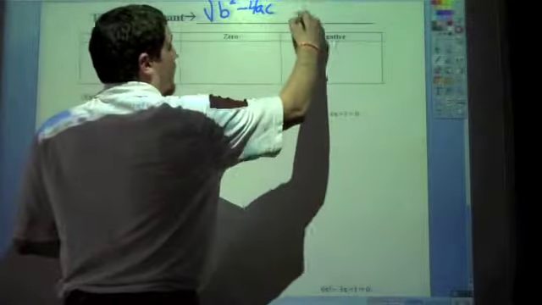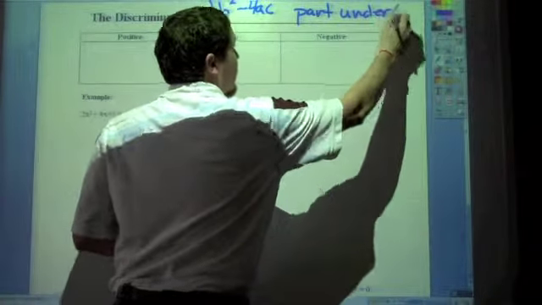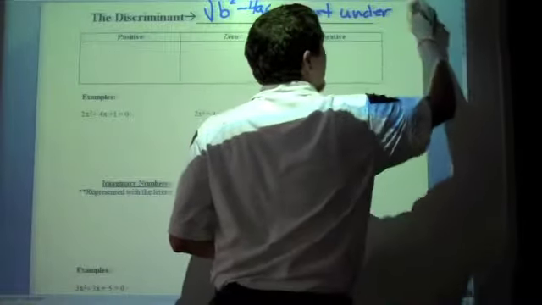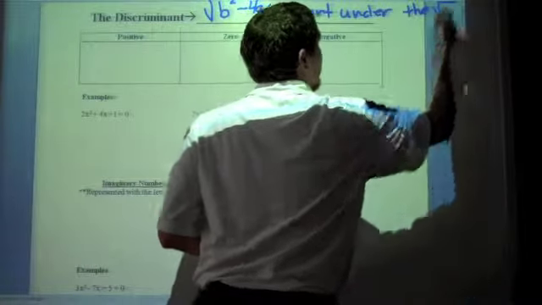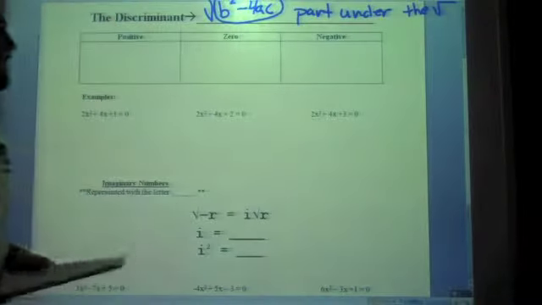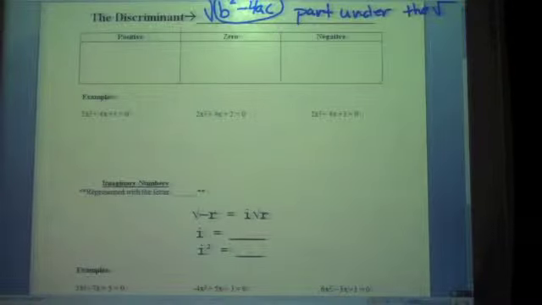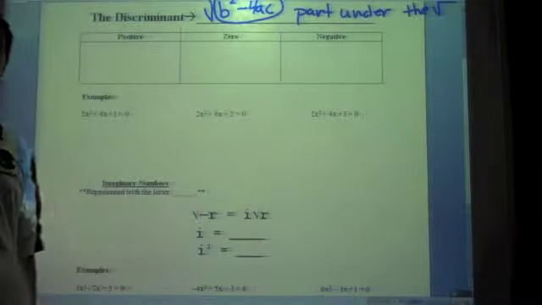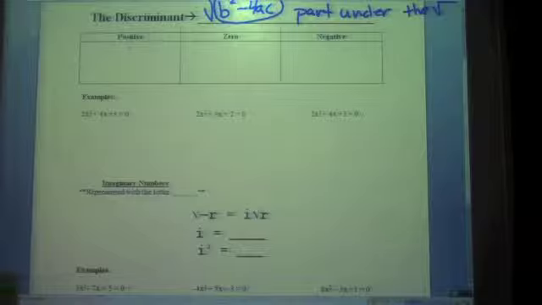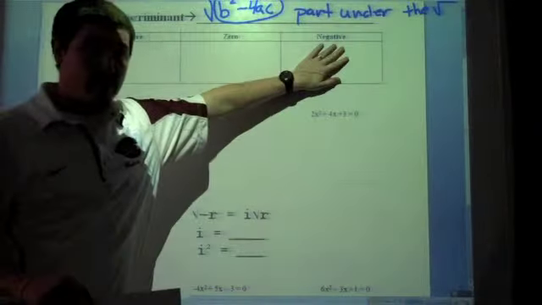So part under the square root. So we're only referring to b squared minus 4ac. And so the discriminant will tell you a few things about the types of zeros that you have. Remember last week we talked about how to find the zeros. So we can have positive zeros, we can have no zeros, and we can have negative zeros.